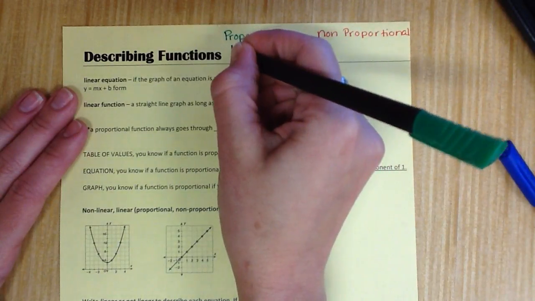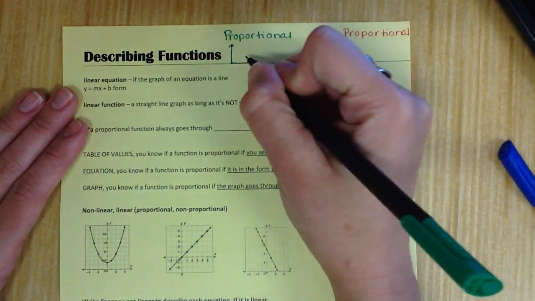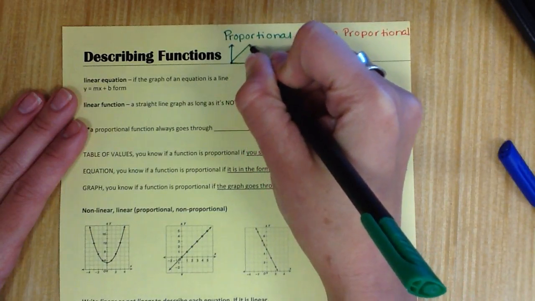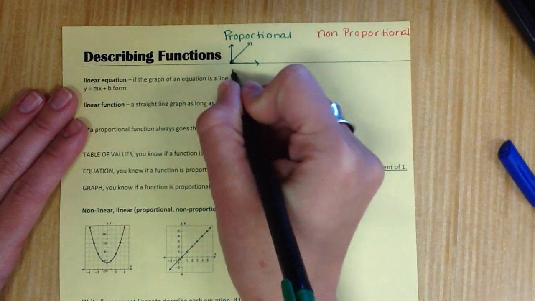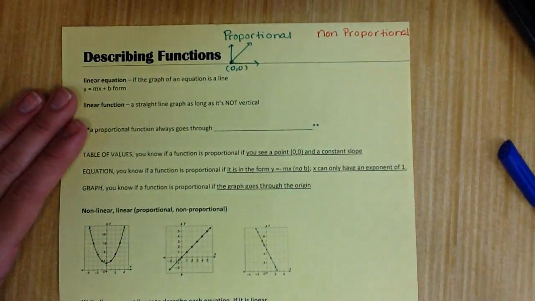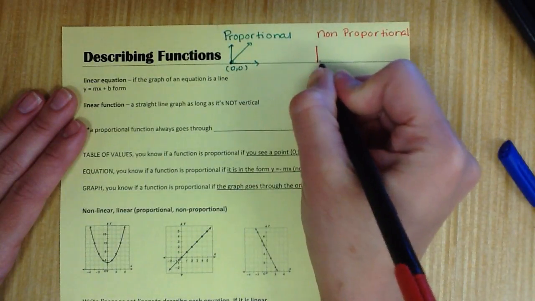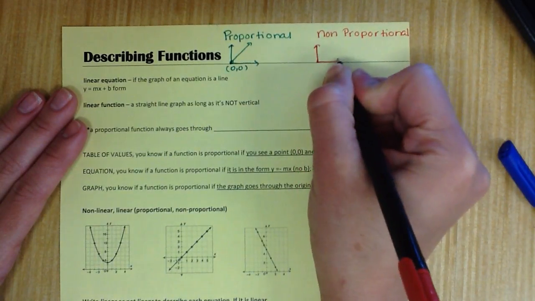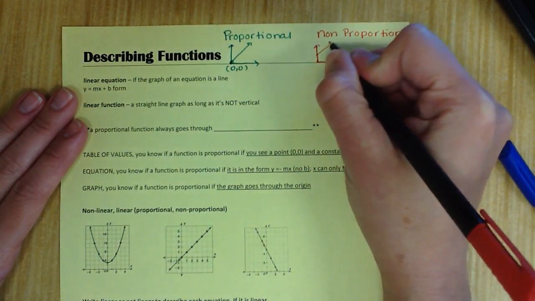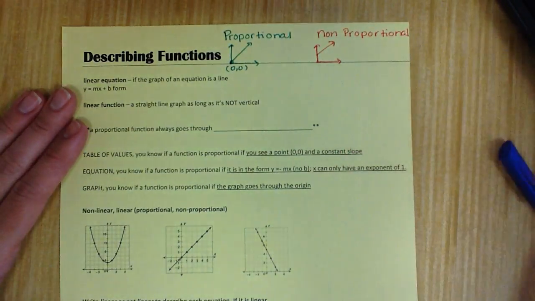So a proportional graph will always go through the origin. The 0, 0 will always go through the origin. A non-proportional graph will start or go through any other point on the y-axis, just not the origin.